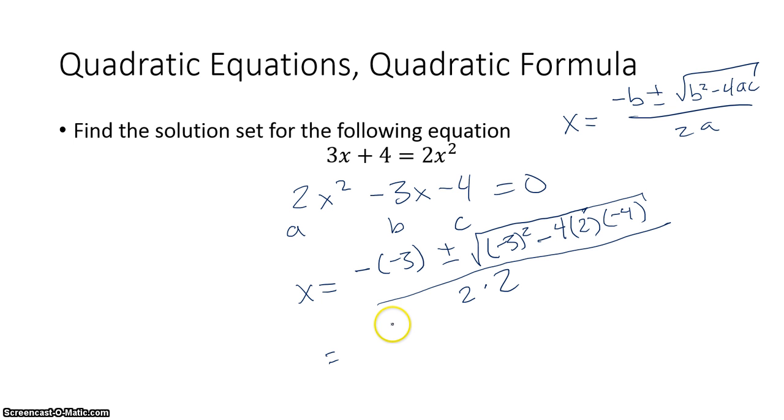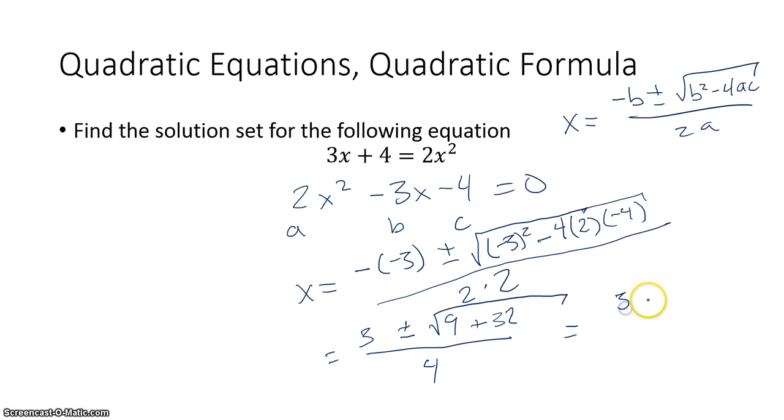Then we're going to proceed to simplify as much as we can. Minus minus 3 is 3, plus or minus the square root of 9, plus 4 times 4 is 16, times 2 is 32, all over 4 is equal to 3 plus or minus square root 41 over 4. That's as good as it's going to get for this example.